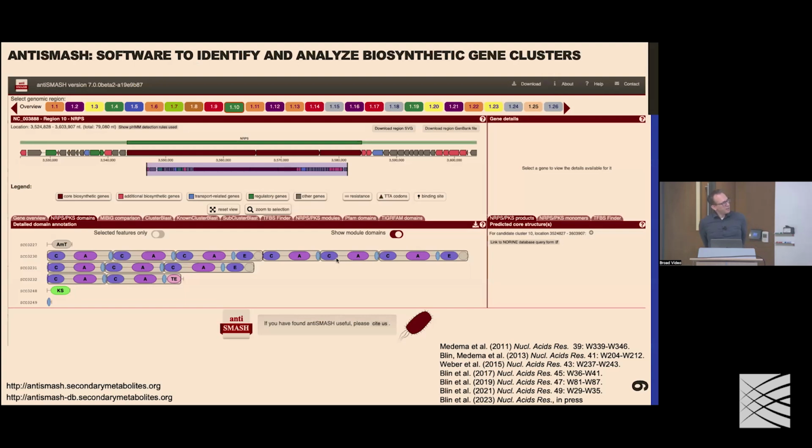So this antiSMASH software, which I started working on as a PhD student, has actually undergone many versions now. We're about to release version 8, where not only does it identify the biosynthetic gene clusters, but there are also a range of different follow-up analyses to annotate the gene clusters in detail in terms of the enzymes encoded, comparative genomics, et cetera, et cetera.